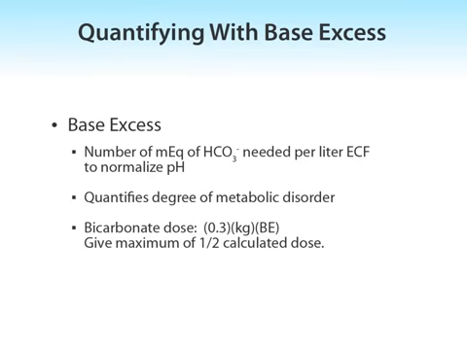The rules of thumb worked on the respiratory side of our acid-base equation. The base excess formula uses bicarbonate, or the metabolic side. It empowers us to quantify the disorder and calculate a bicarbonate dose. The base excess is the number of milliequivalents of bicarbonate needed per liter of extracellular fluid to normalize the pH. This assumes both a normal temperature and carbon dioxide level.